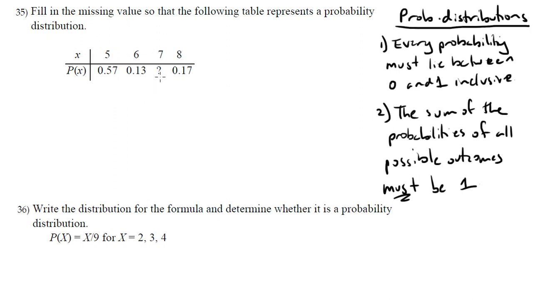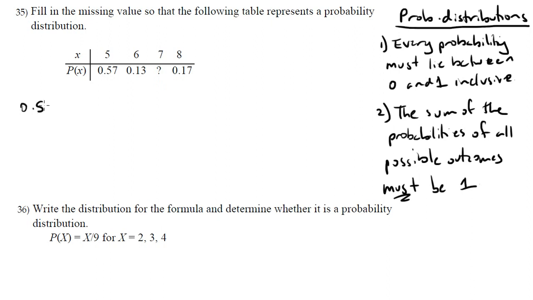So the first one, we have to put in this value here. The probability that some random variable equals 5 is 0.57. Probability of 6 is 0.13. Probability of 7, we don't know. Probability of 8 is 0.17. So the first rule checks, right? Every probability has to be between 0 and 1. More importantly here, the sum of the probabilities of all of these outcomes has to be 1.